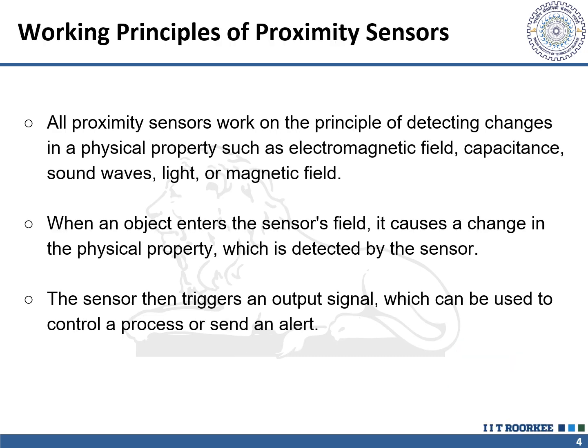We will now see the working principle of proximity sensors. All proximity sensors work on the principle of detecting changes in a physical property such as electromagnetic field, capacitance, sound waves, light, or magnetic field. When an object enters the field of the sensor, there is a change in the physical property mentioned above. This change is then detected by the sensor. The sensor then triggers an output signal which can be used to control a process or send an alert.